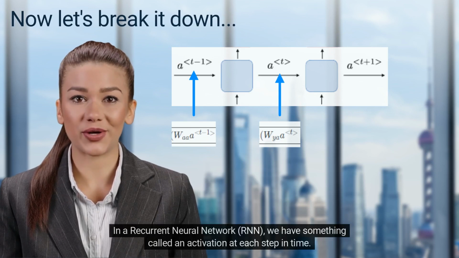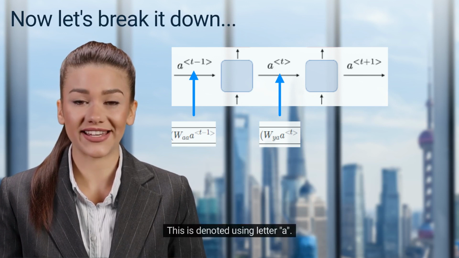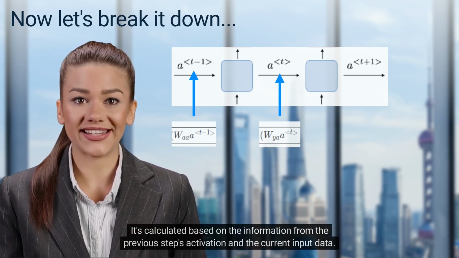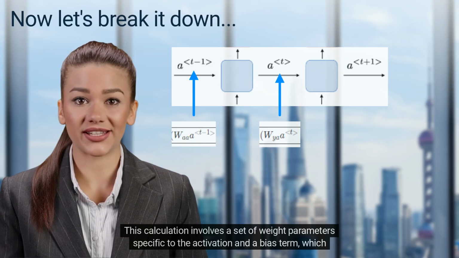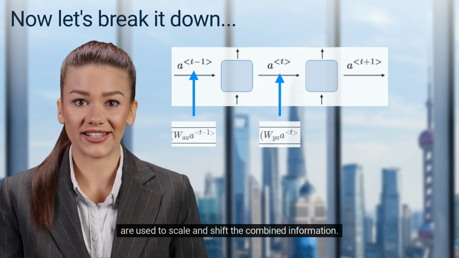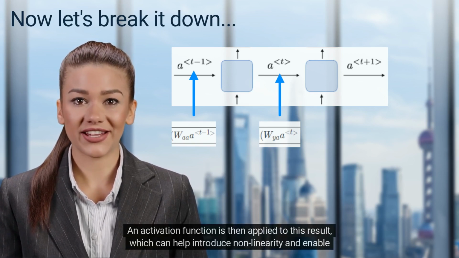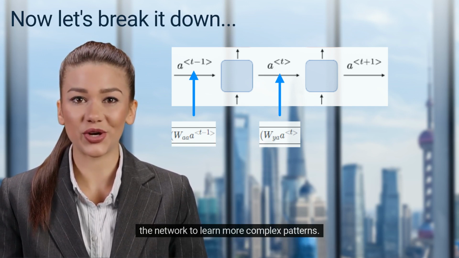In a recurrent neural network, RNN, we have something called an activation at each step in time. This is denoted using letter A. The activation is a kind of internal memory of the network at a particular moment. It's calculated based on the information from the previous step's activation and the current input data. This calculation involves a set of weight parameters specific to the activation and a bias term, which are used to scale and shift the combined information. An activation function is then applied to this result, which can help introduce nonlinearity and enable the network to learn more complex patterns.